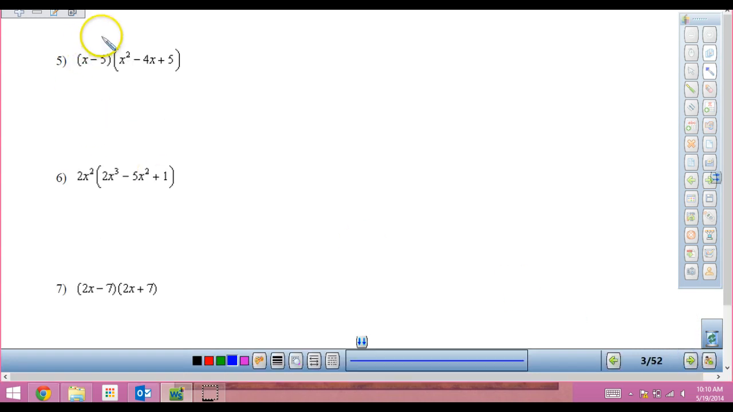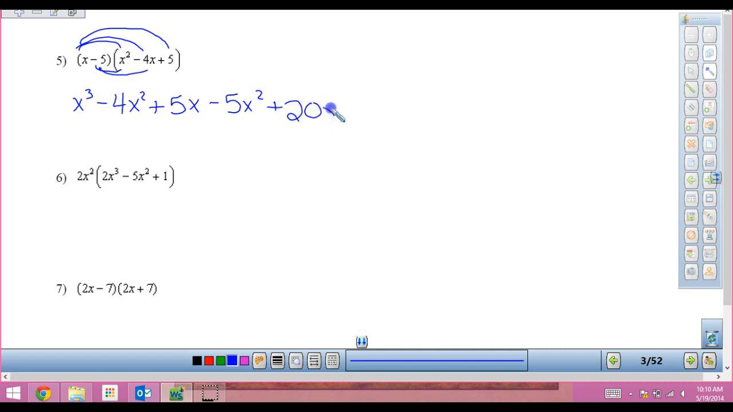Number 5, we have to do a whole bunch of distributing here. So x times x squared gives us x cubed. X times negative 4x gives us minus 4x squared. And x times 5 gives us plus 5x. Then we've got to do the negative 5, so negative 5 times x squared, minus 5x squared. Negative 5 times negative 4x gives us plus 20x. And then negative 5 times positive 5 is going to give us a negative 25.